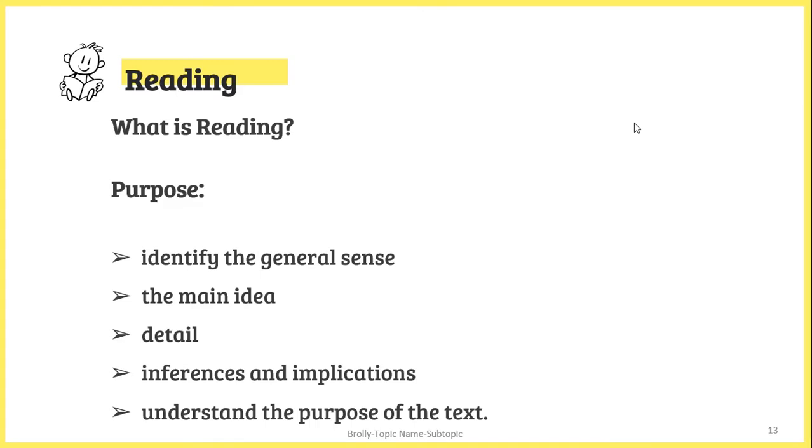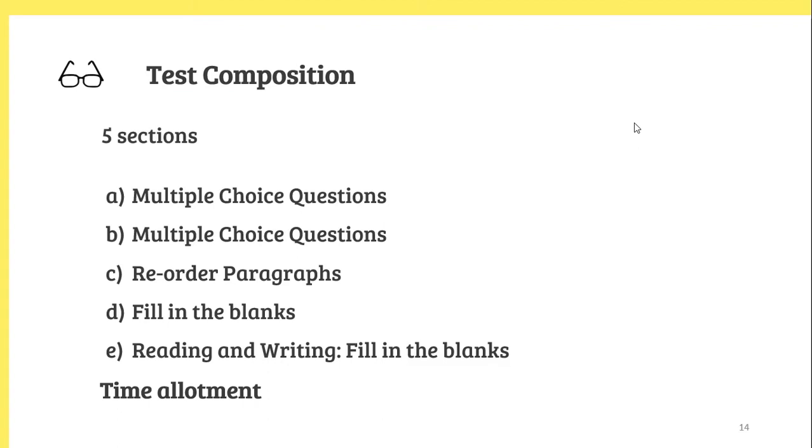Coming to your reading section of the test, the purpose of the reading test is to identify the general sense that you get from a text, the main idea that you get from a text, the details or the intricacies of the text, the inferences and implications that you draw from the text, and how well you understand the purpose of the text. This section will consist of 5 sections.